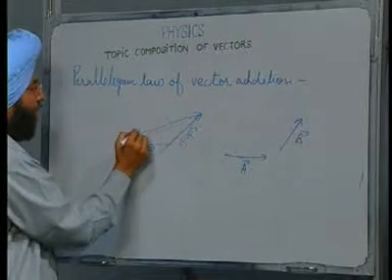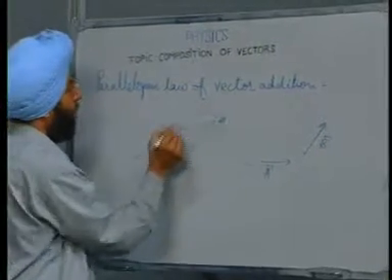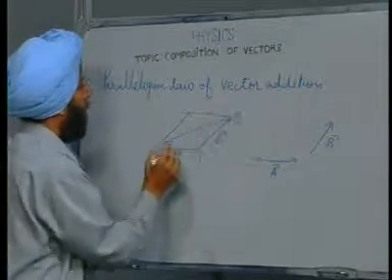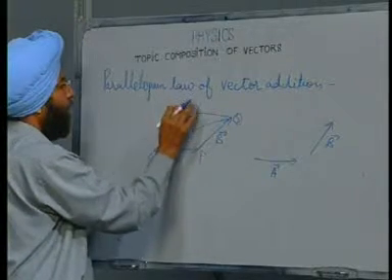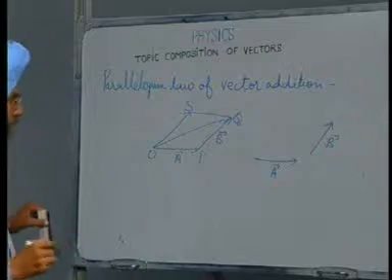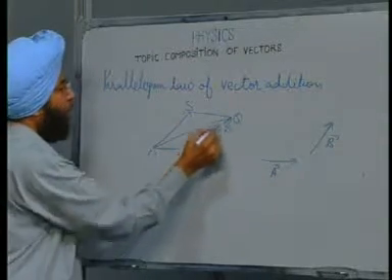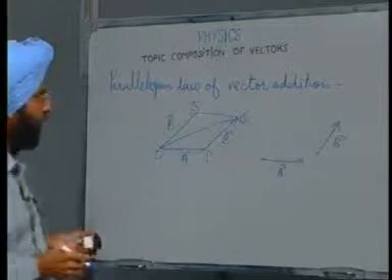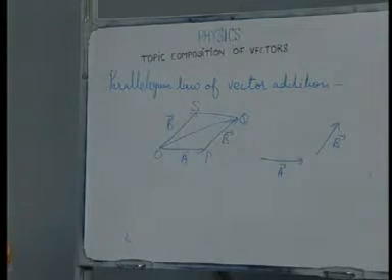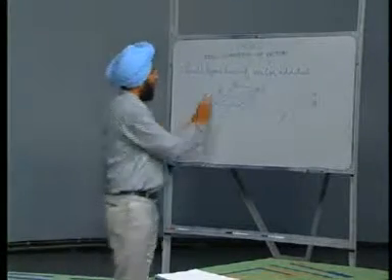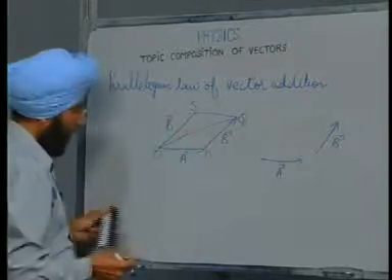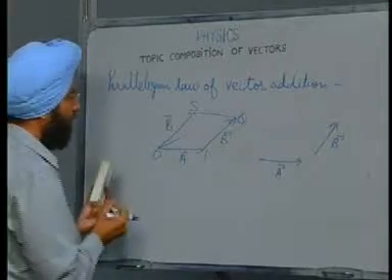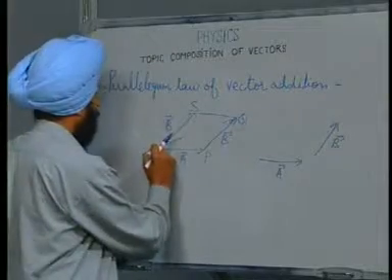Now, if we complete this parallelogram O, P, Q, let us say this is S. Now, OS and PQ are parallel and have the same magnitude. So, this OS also represents the B vector. So, now we are adding the two vectors A and B. These two vectors will add to give the same resultant OQ.